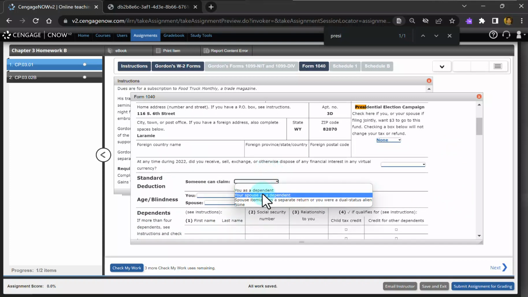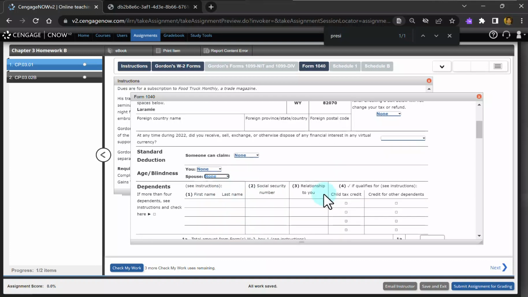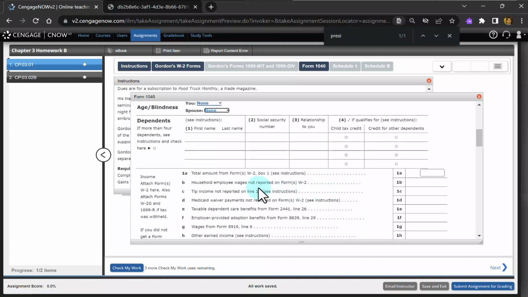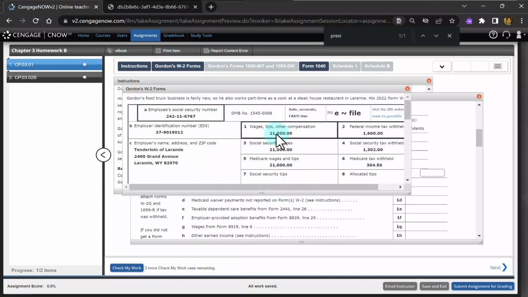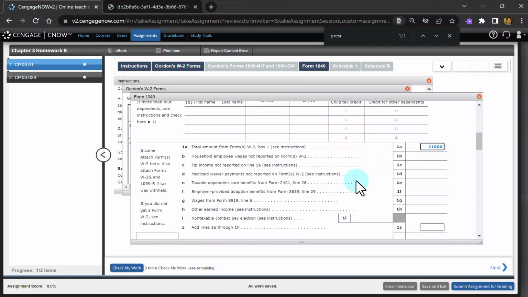Our taxpayer Gordy cannot be claimed by anyone as a dependent, so that's none here. He's not over 65 or blind, so none here. He's not married, so spouse is none. And then the wages, again, that's 21,000. And then new for 2022 is all this lines 1B through Z dealing with wages. So we don't have any of that. So the same 21,000 goes into line 1Z.